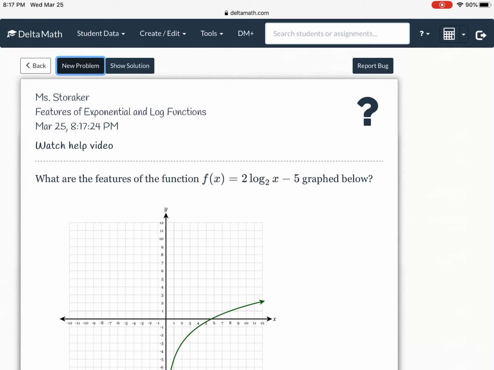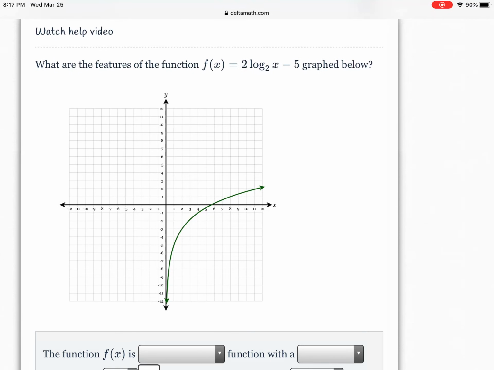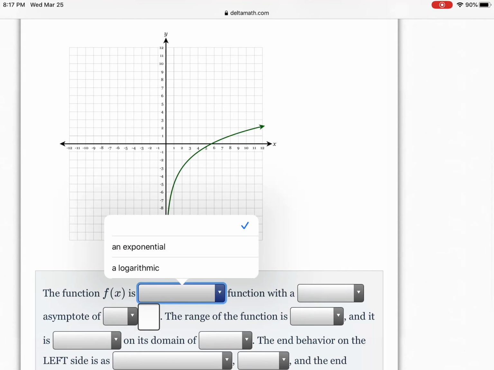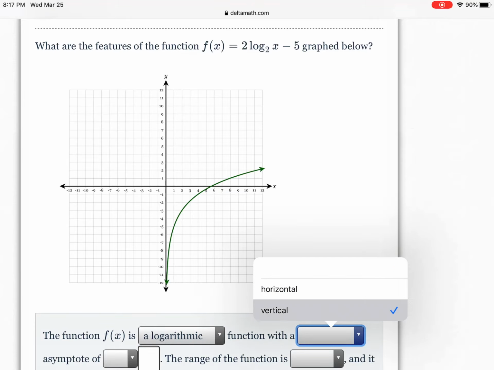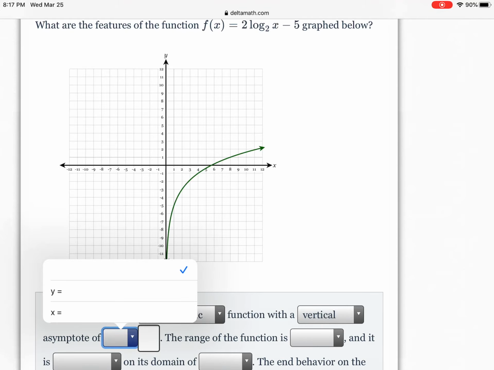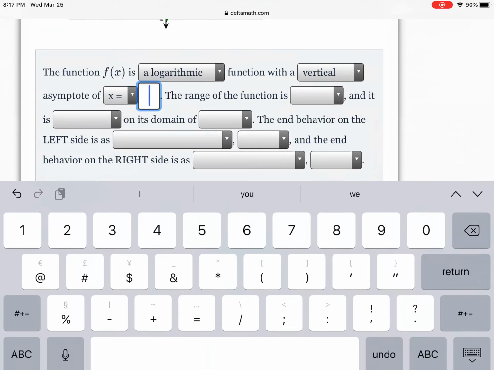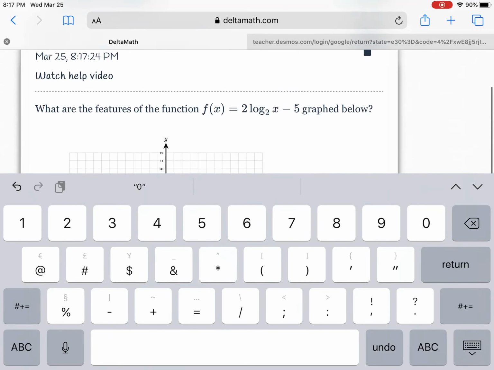Done. New problem. Now it gives me a log. Perfect. Okay, so we've been working on logs. We've been trying to understand them. So my log is that function. Right now it has a vertical asymptote because on logs I get verticals because it's just a rotation of my exponentials. So instead of being a y equals, this is now an x equals. It's an x equals 0 because I haven't had a horizontal shift at all.